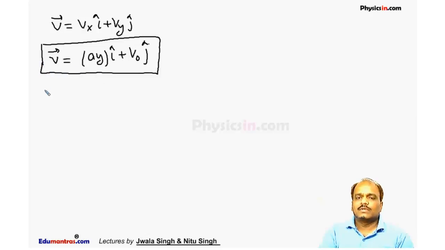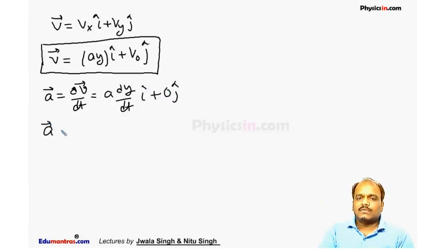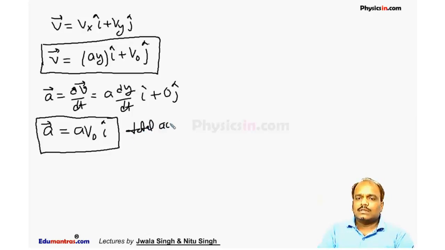So acceleration of the balloon, we can say acceleration of the balloon is dv by dt, that is equal to a into dy by dt i cap plus 0 j cap. So acceleration of the balloon is a, and dy by dt is vy, that is equal to v naught i cap. So this is the acceleration of the balloon, and this is the net, total acceleration of the balloon.